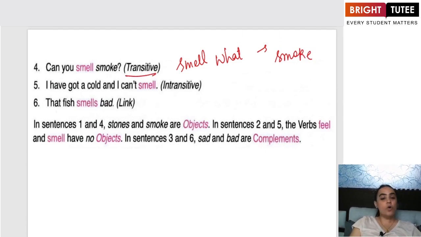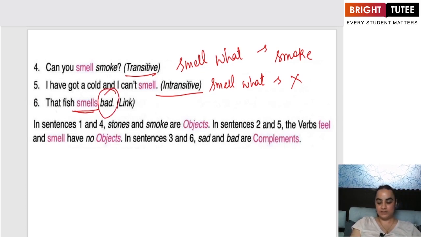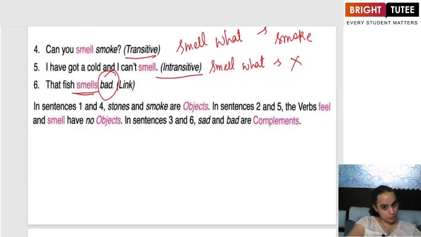I have got a cold and I can't smell. Again, ask the question, smell what? Are you getting an answer? No. So this is intransitive. The fish smells bad. Smells, and I have an adjective or a complement to complete it. So this is a link verb. So a verb can be used as a transitive verb, as an intransitive verb, or as a link.